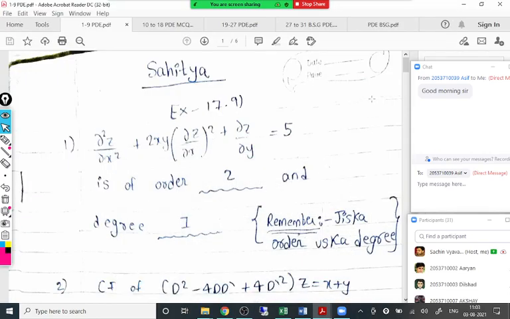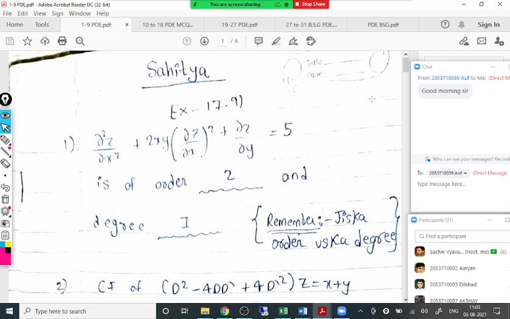So the MCQs on partial differential equations that we are going to see today. So the first one is regarding order and degree of a differential equation.